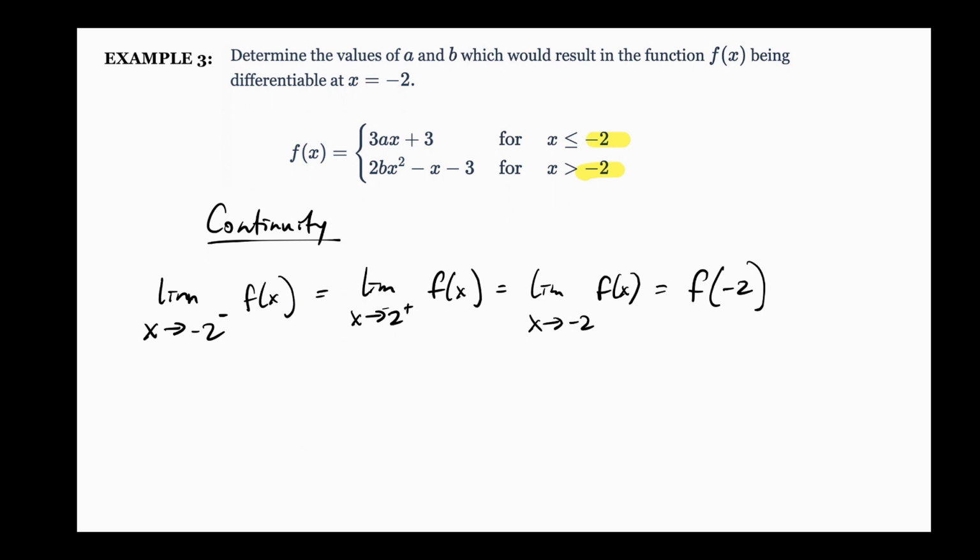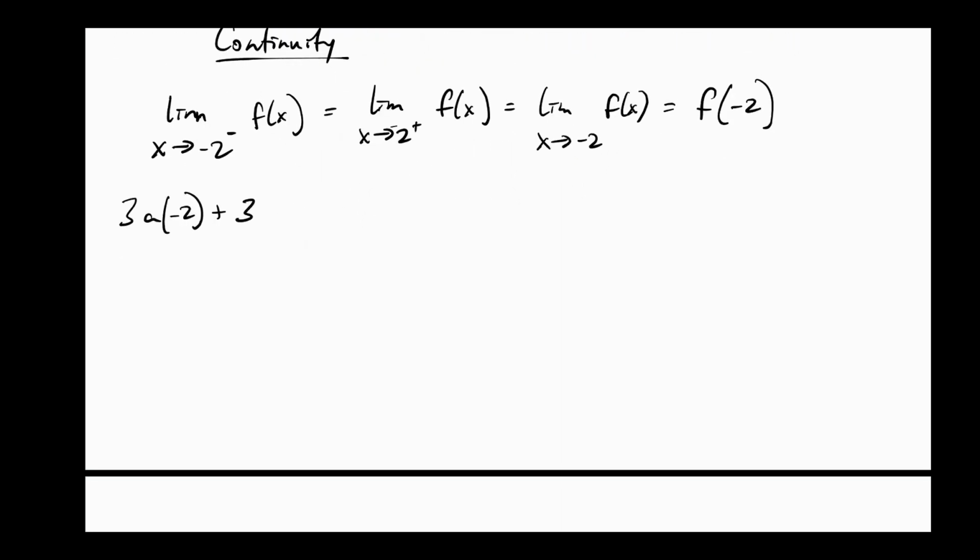The first one is the limit as x approaches -2 from the left side. From the left side means the less than side, so that's going to be this piece right here. I'm going to do the same thing I've been doing: plug in -2 everywhere I see an x, not an A, an x, and simplify as far as I can. Here I get -6a plus 3. I can't simplify it any further, so I stop right there.